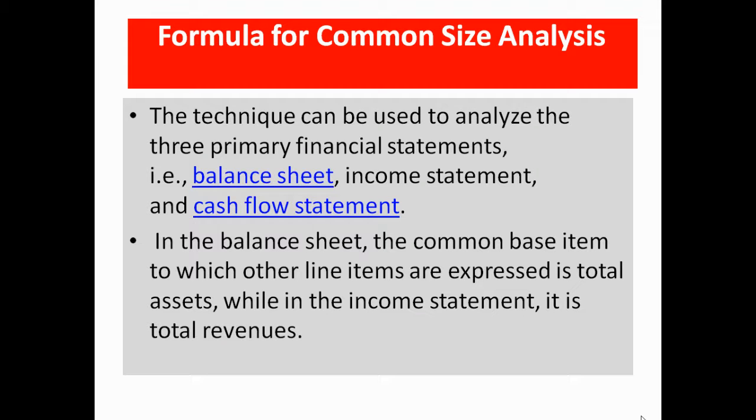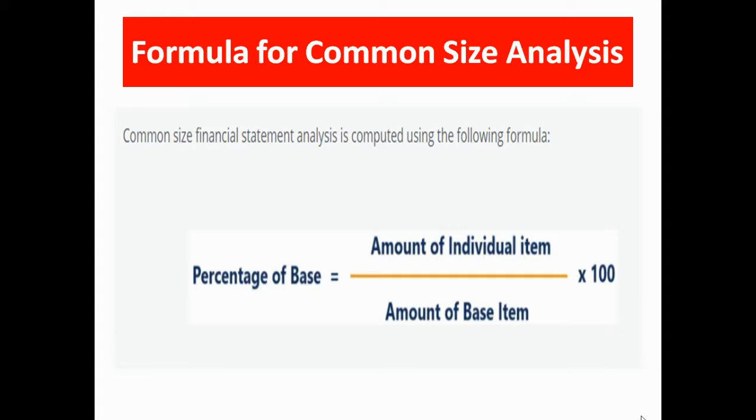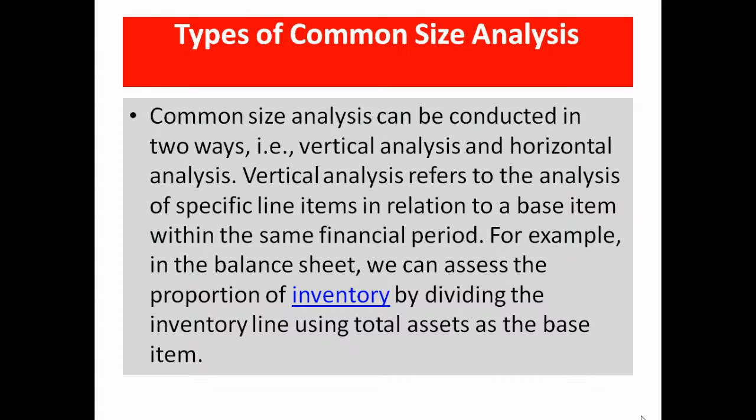What is the formula that we use? The technique can be used to analyze the three primary financial statements: the balance sheet, income statement, and cash flow statement. In the balance sheet, the common base item to which other items are expressed is total assets, while in the income statement it is total revenue. So the formula is the amount of the individual item in the balance sheet, let's say cash and cash equivalents, divided by the amount of the base item, which is total assets. Common size analysis can be conducted in two ways: vertical analysis, our requirement number one, and horizontal analysis, our requirement number two.